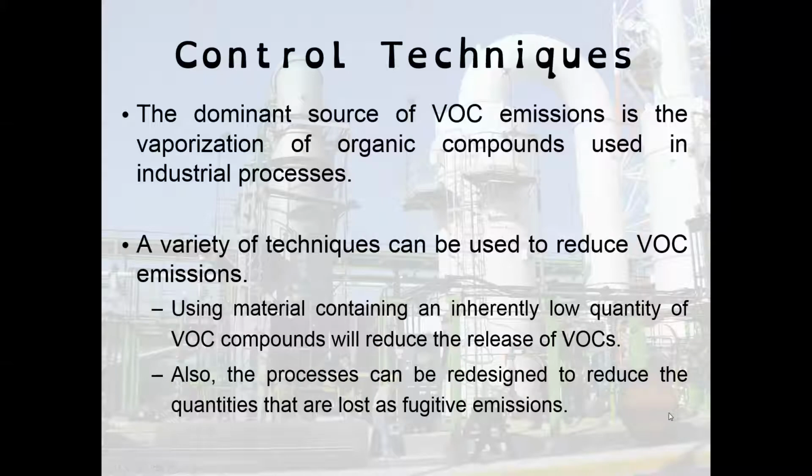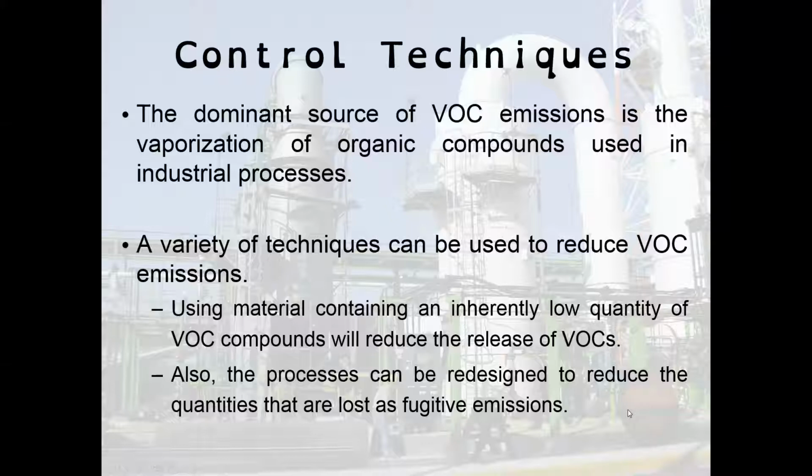Now, before we start talking about some of the different equipment that we can use, it's important for us to note that the first control technique is always reduction. That means using materials that contain low quantities of those VOC compounds, or perhaps redesigning your process to reduce the emissions from, say, industrial plants, or we're talking about solvent use, the types of solvents that you use.